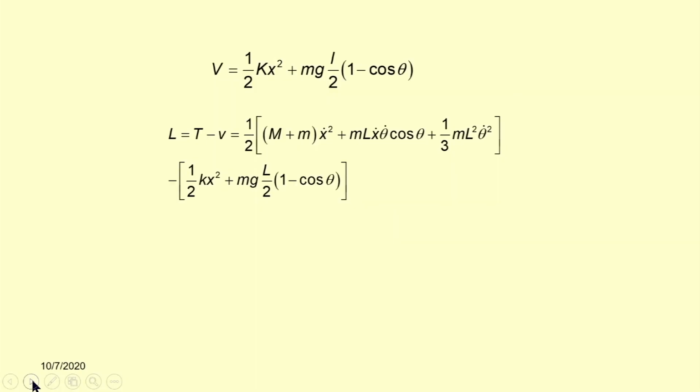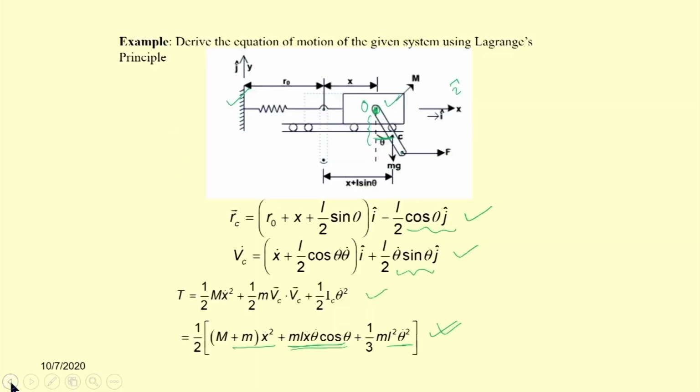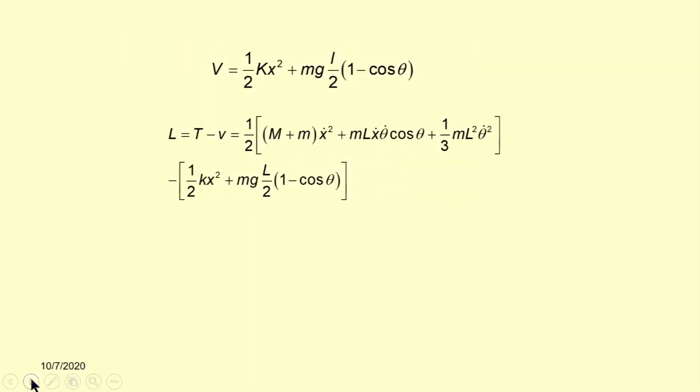Now potential energy. We have a spring here, and the spring is having a displacement of x. Let us take the stiffness of the spring as k. In that case it will be half k x square, and as the position of the mass is changing by L by 2 into (1 minus cos theta), the potential energy of the system is V equal to half k x square plus m g L by 2 into (1 minus cos theta).